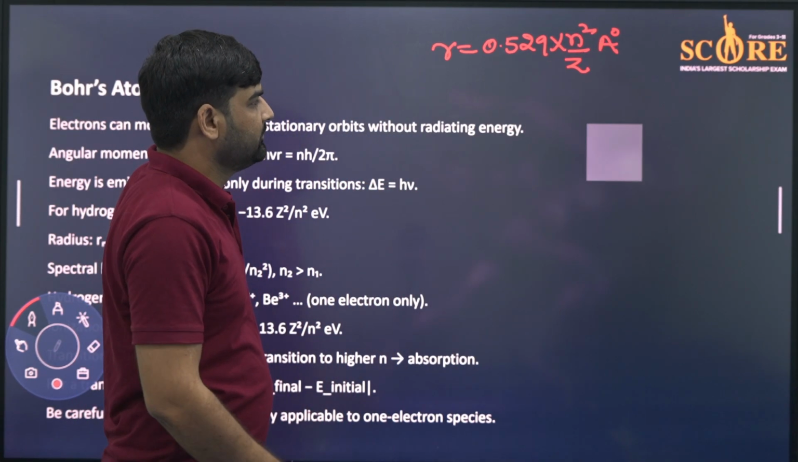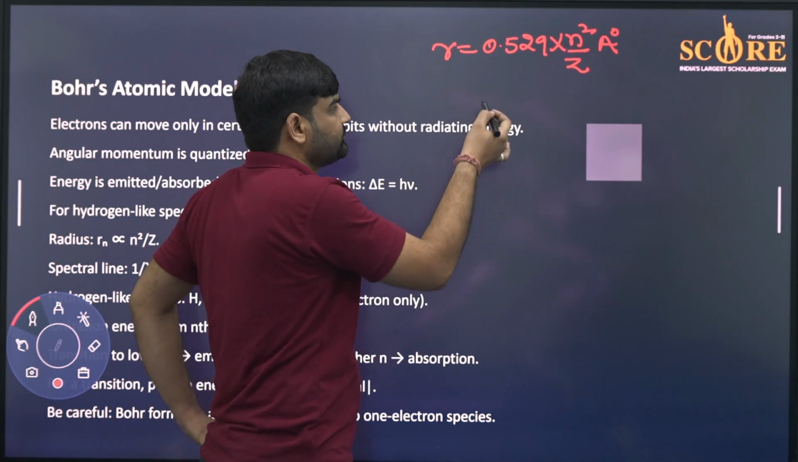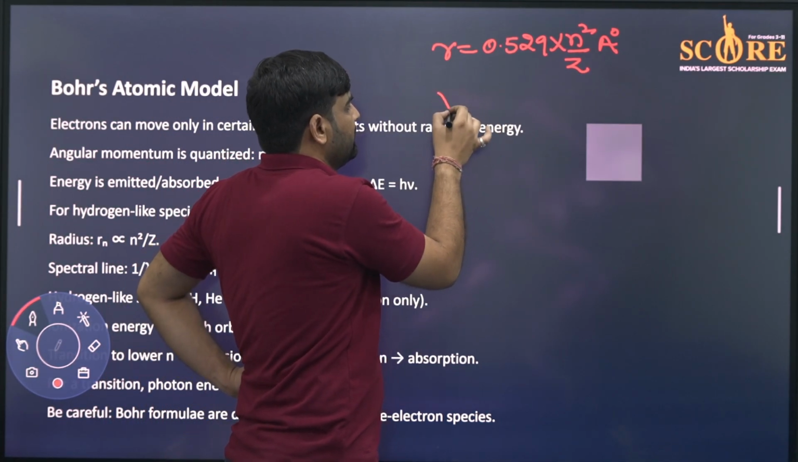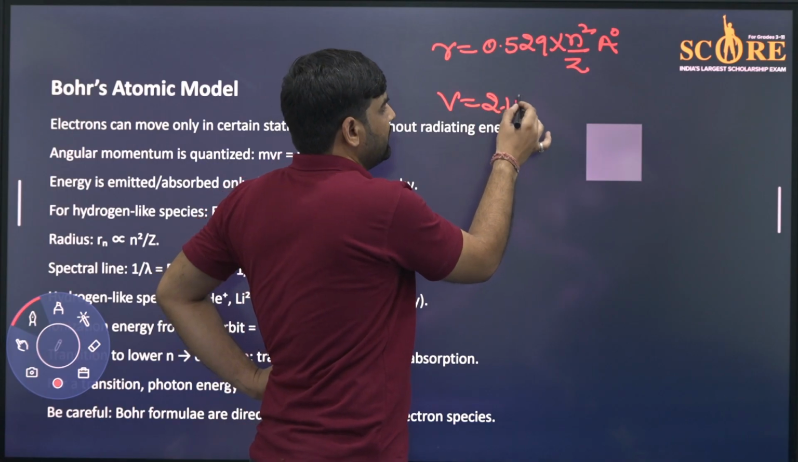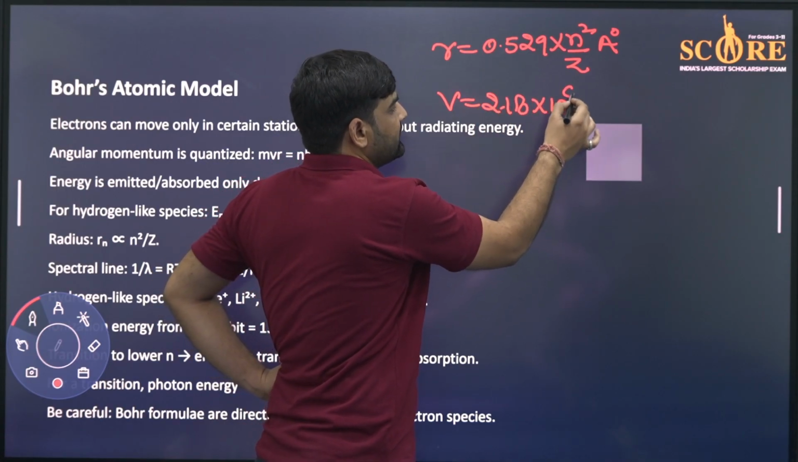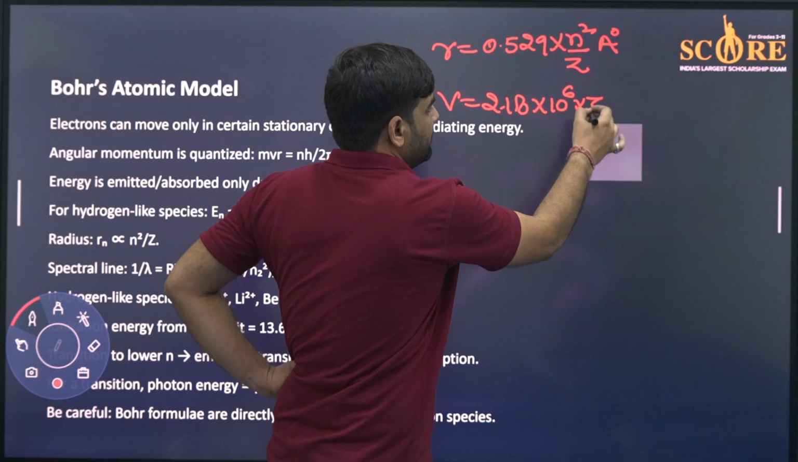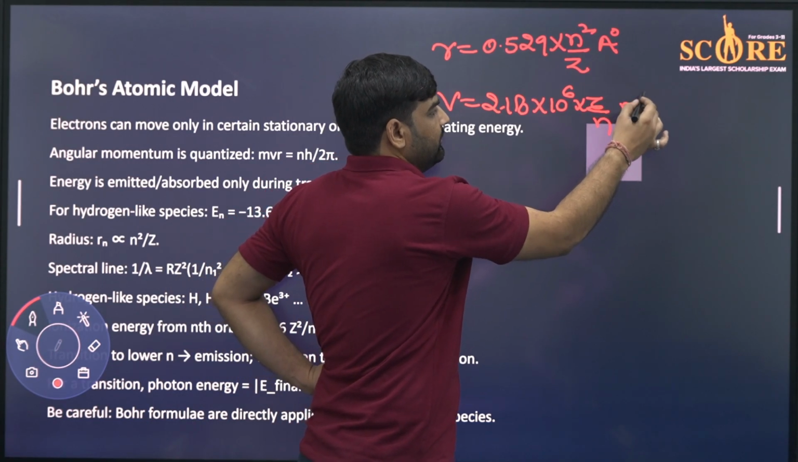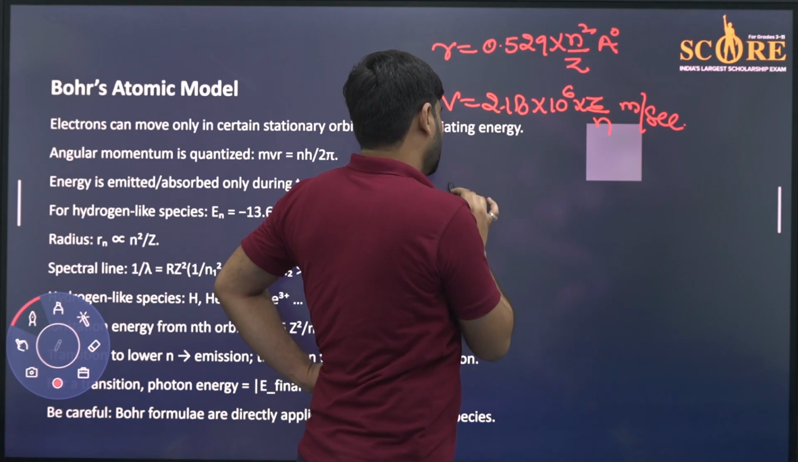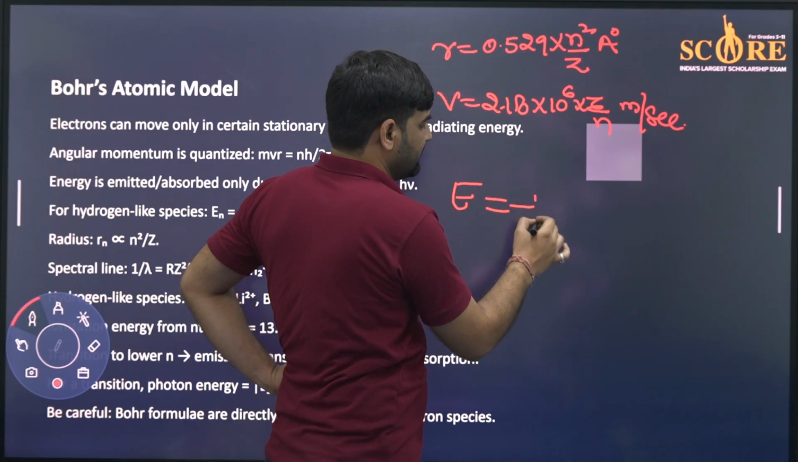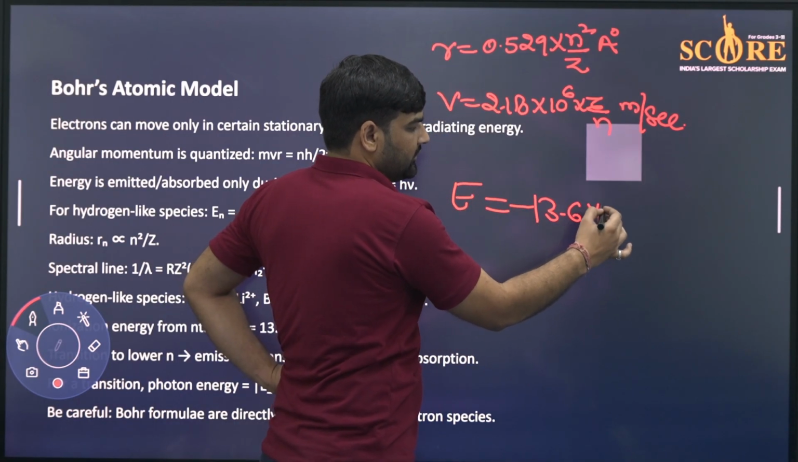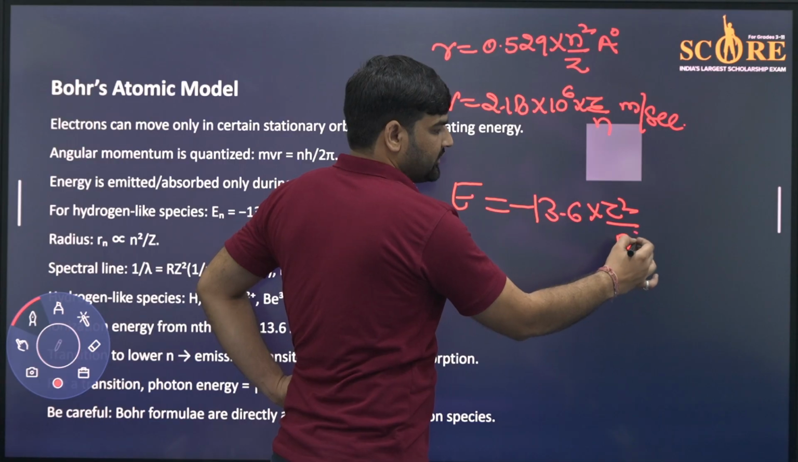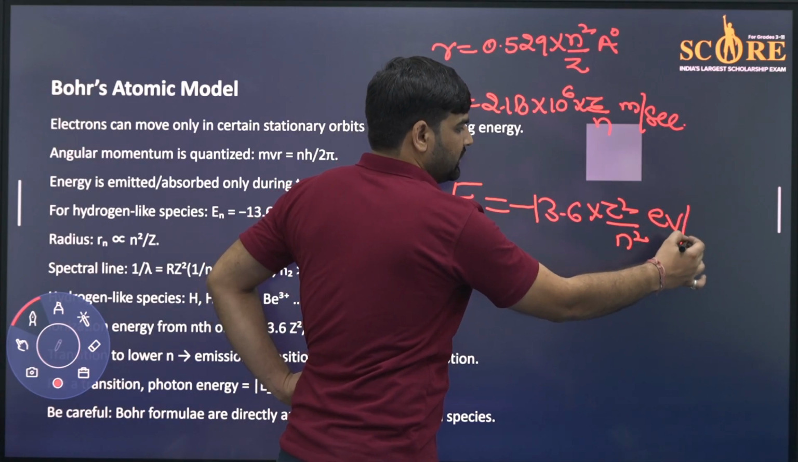n is the shell number, Z is the atomic number. Velocity will be 2.18 multiplied by 10 raised to power 6 multiplied by Z by n meter per second. Energy will be minus 13.6 Z square divided by n square electron volt per atom.